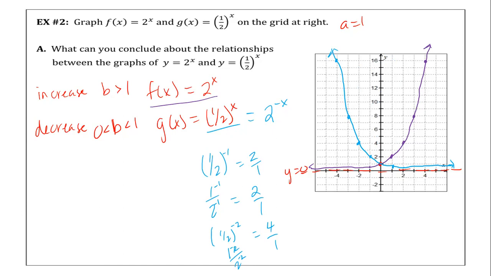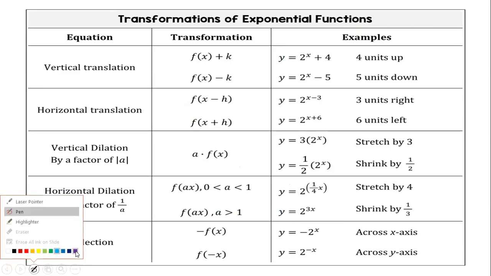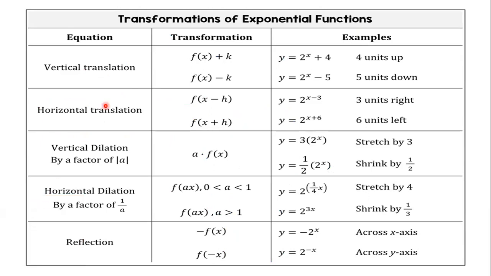Okay, so this leads us to our transformation rules. So just like before, if I have a vertical translation, my vertical translation is adding or subtracting to my y, right? f of x means y. So to the whole function, I'm adding or subtracting. So when I have 2 to the x plus 4, I'm translating that 4 units up. If I have 2 to the x minus 5, I'm translating 5 units down.